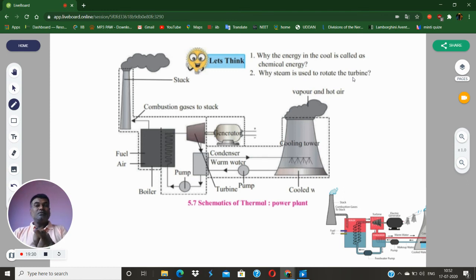So here we can use steam, and when we have vapors in the form of steam, that steam in the form of vapor has great pressure and a lot of energy, and we use such energy for rotating the turbines here, and we have regained it.